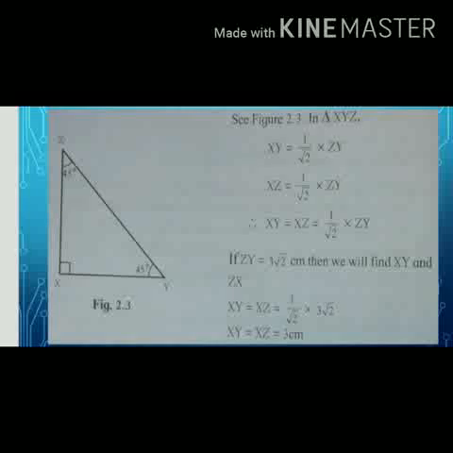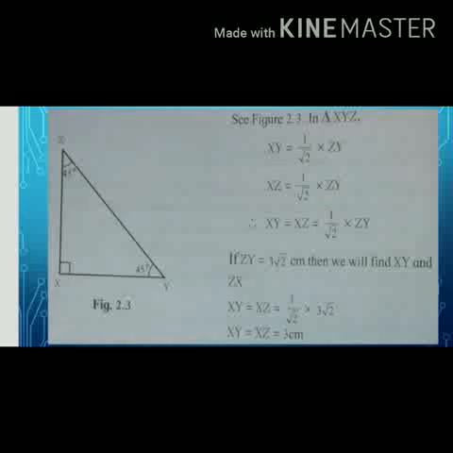Again, if we have given the hypotenuse, or the side corresponding to the right angle, then we can find the other sides by using this property. How? In this we have given the example. Say, if the hypotenuse YZ is equal to 3 into root 2 centimeter, then find the values of XY and XZ.